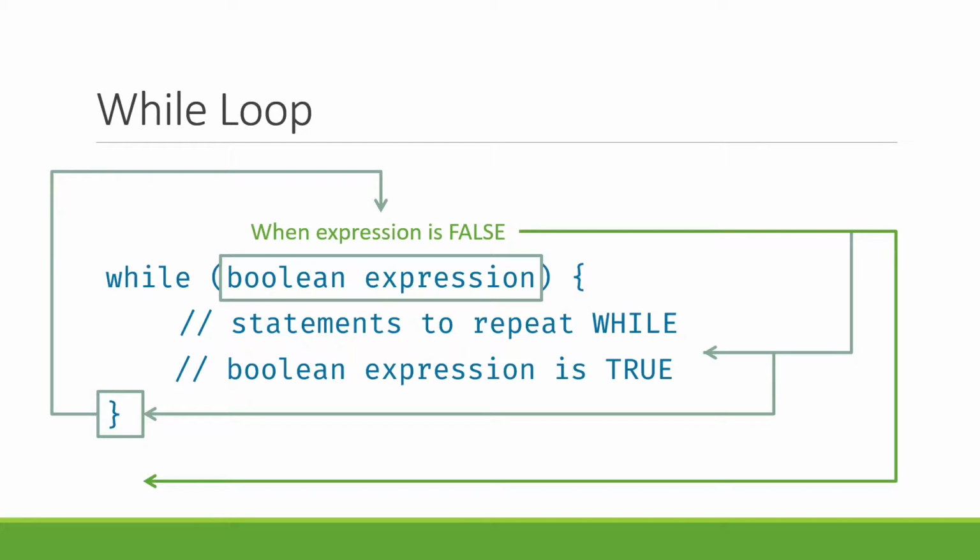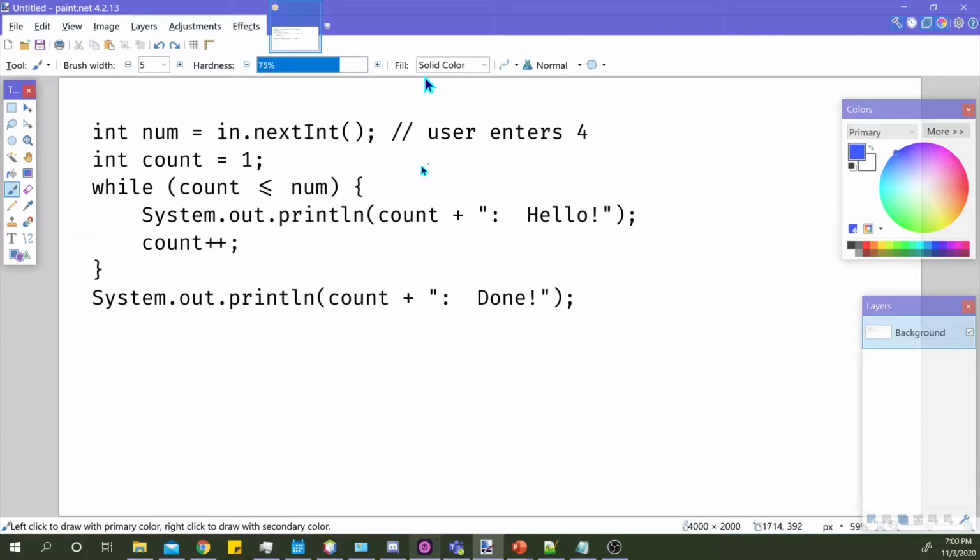Let's manually trace an example. So we're going to assume for this example that when the user is asked to enter an integer, they're going to enter 4 for the value of num. So of course we want to keep track of the variable num, and it has 4. It'll probably stay that way, I'm guessing, for the entire program.